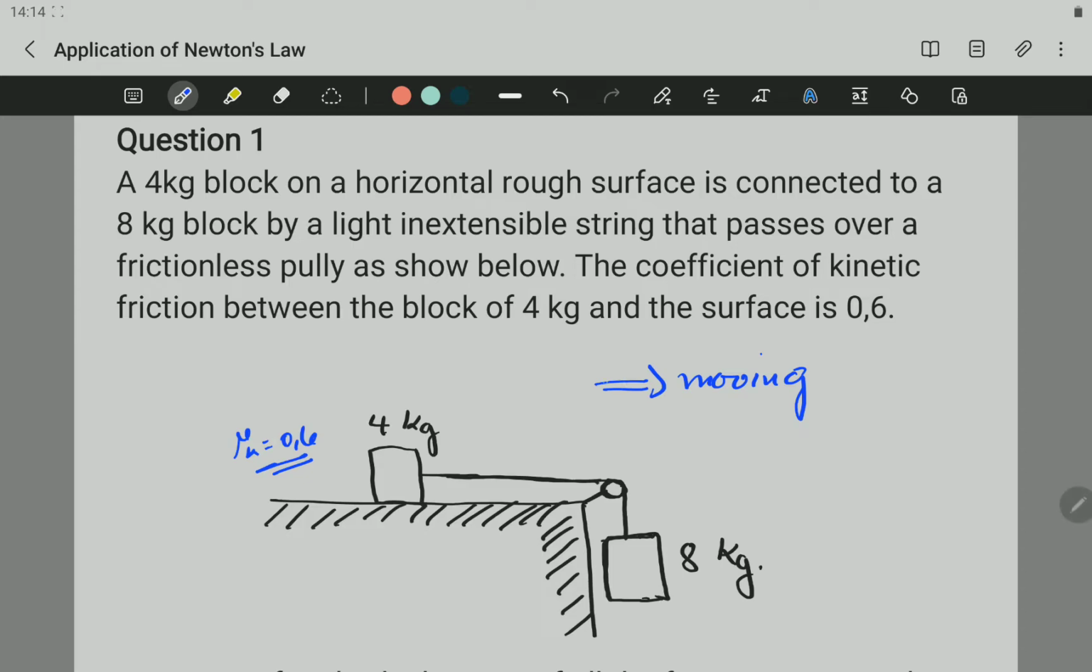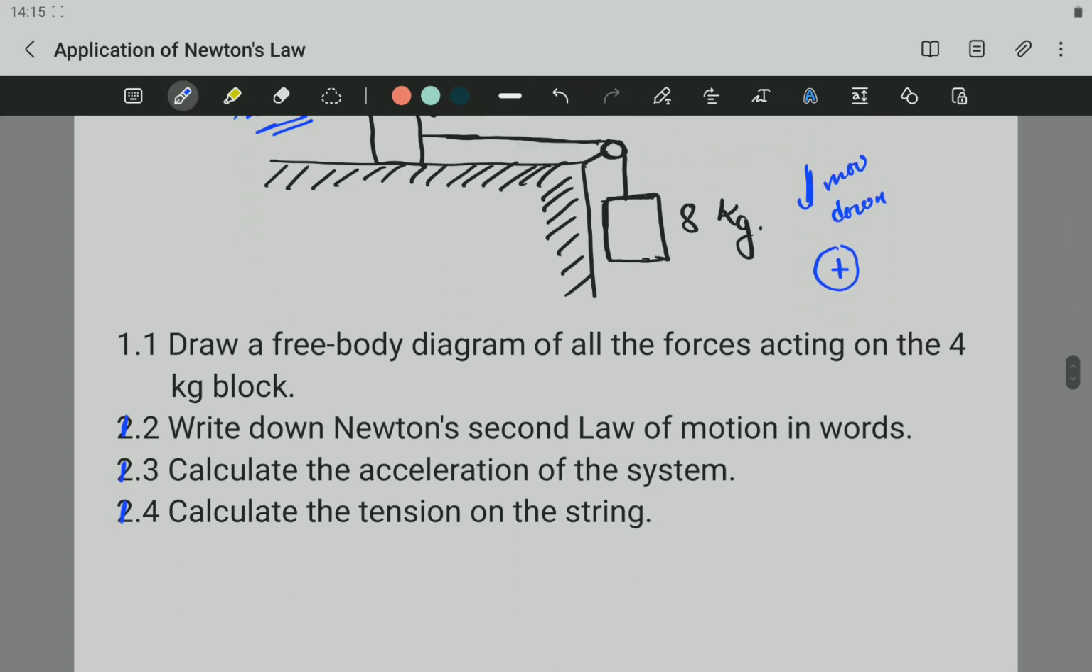We know the object is moving in that direction. So for this 8 kilogram block, the object is moving down. Therefore, down will be taken as positive. Remember, in one of the previous videos, we said we take the direction in which the object is moving as positive. So for the 4 kilogram block, to the right is positive. For the 8 kilogram block, down is positive. So here's all the information more or less of the question. Let's start with the solution.